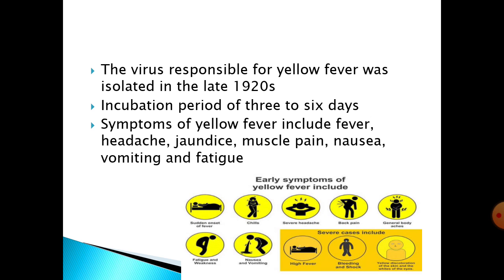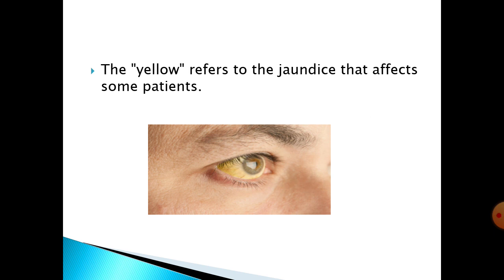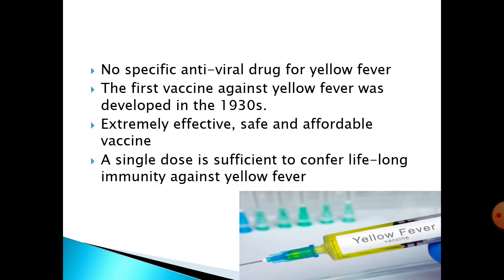Incubation period is 3 to 6 days. Symptoms of yellow fever include fever, headache, jaundice, muscle pain, nausea, vomiting, and fatigue. The yellow refers to the jaundice that affects some patients. There is no specific antiviral drug for yellow fever. The first vaccine against yellow fever was developed in the 1930s. It is an extremely effective, safe, and affordable vaccine. A single dose is sufficient to confer lifelong immunity against yellow fever.